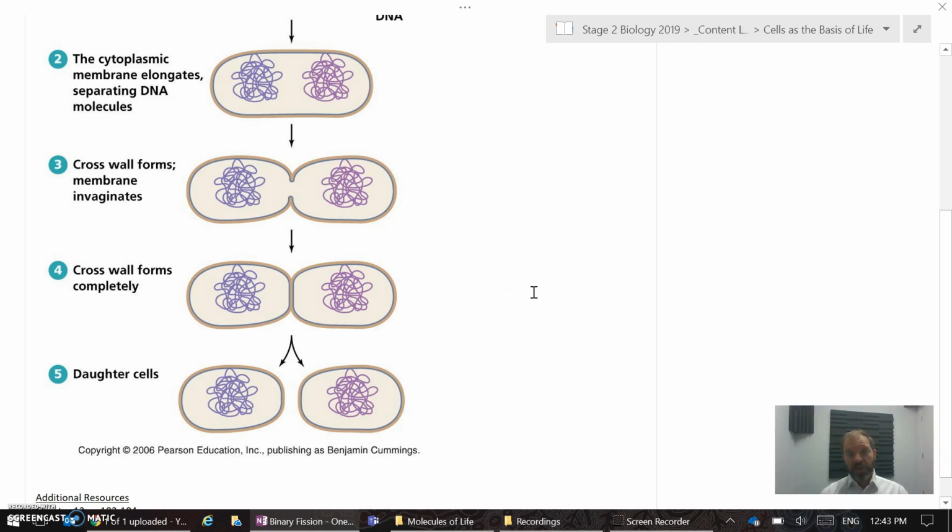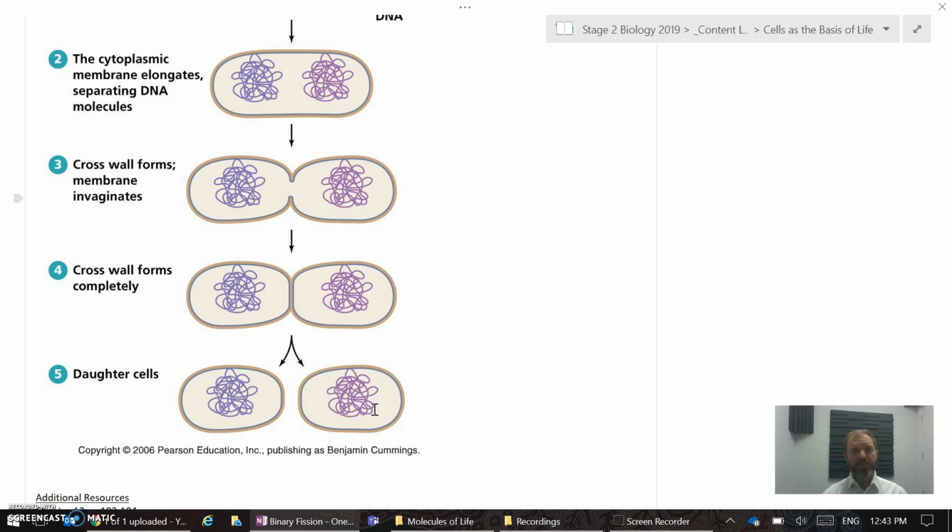You have to have replication happen first, then the cell wall and plasma membrane can grow and pinch off, and then you get two new cells, each with an identical copy of the replicated DNA, and so both daughter cells, as we call them, are genetically identical.